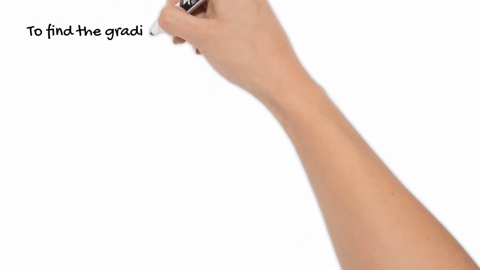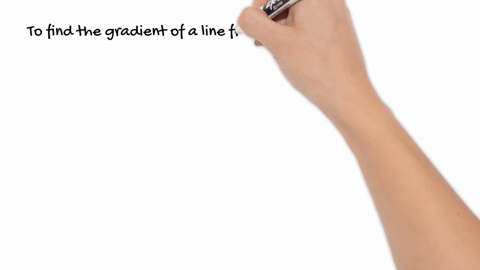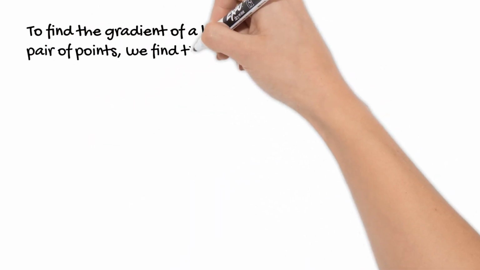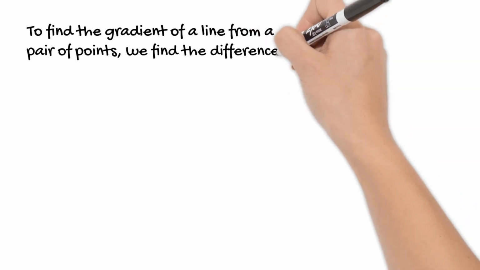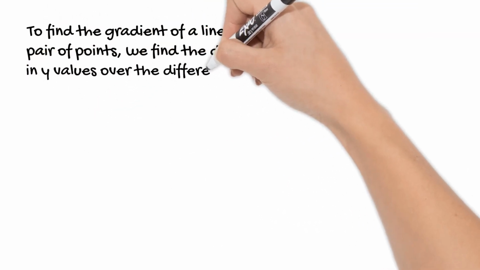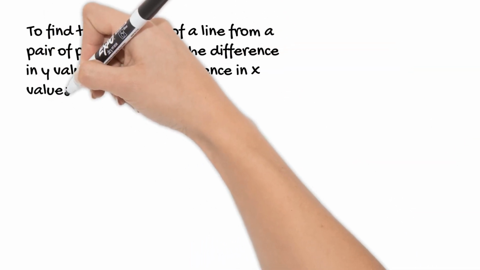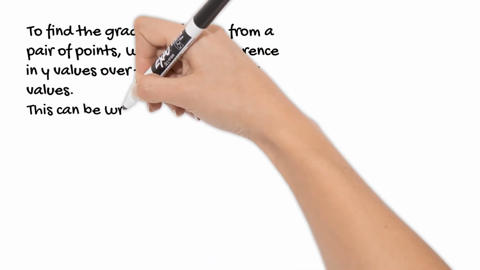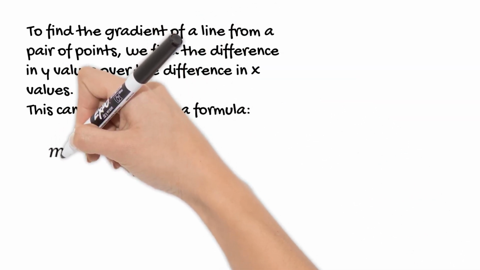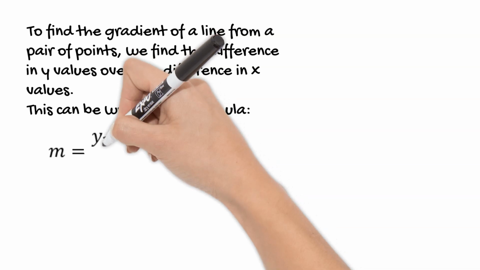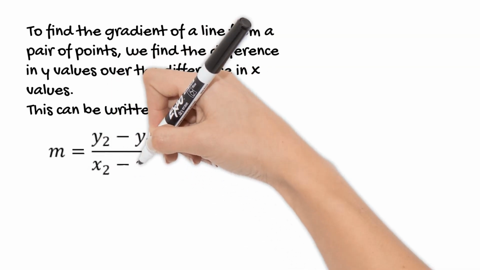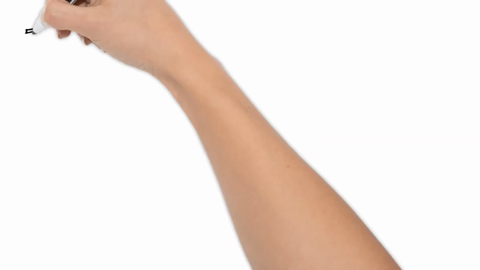Then if we want to find the gradient of a line from a pair of points where we don't actually have the diagram in front of us, we can find the rise over run by looking at the difference in y values over the difference in x values. And look, there's actually a formula we can use for that. It's written as m is equal to y2 minus y1 over x2 minus x1. Now, don't get confused by the y2, y1, etc. It simply means the second value take away the first value.